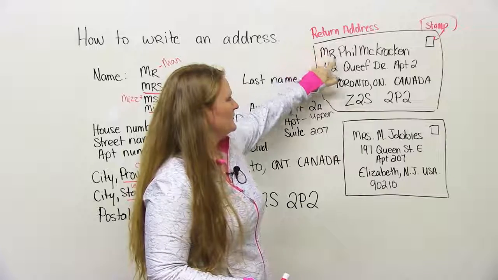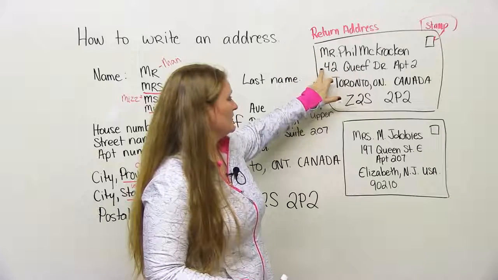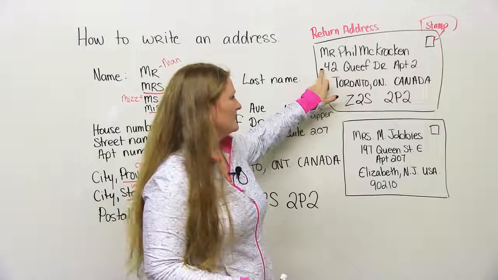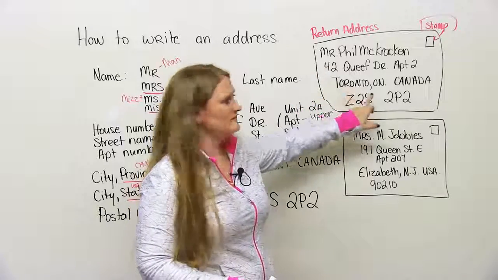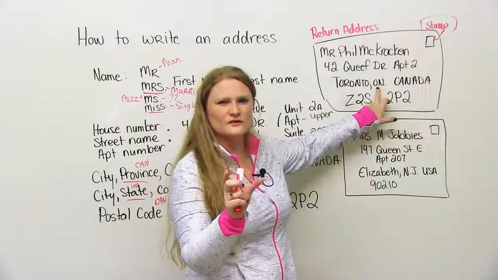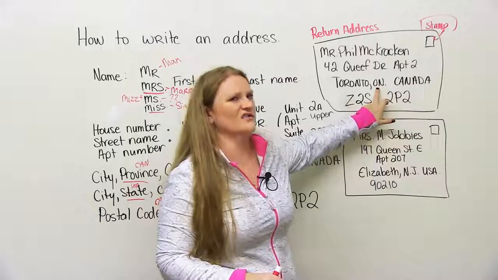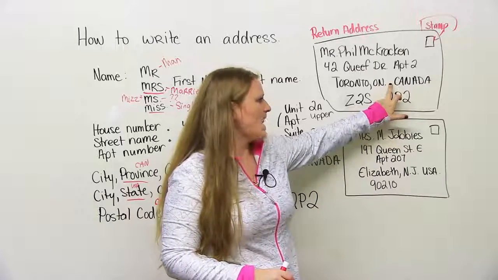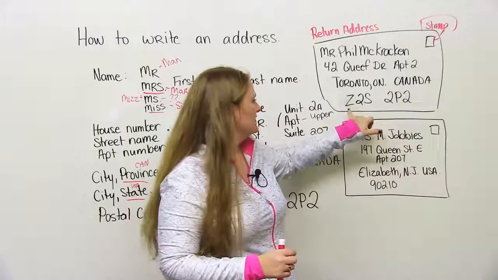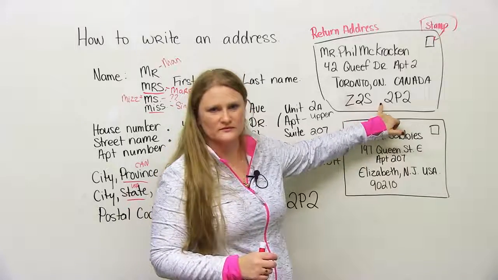We have our name, Mr. Phil McCracken. We have his address, 42 Queef Drive, apartment 2, Toronto, Ont. We like to shorten all of our provinces, so we say Ont. Then I have the country of Canada, and then I have my postal code, okay?